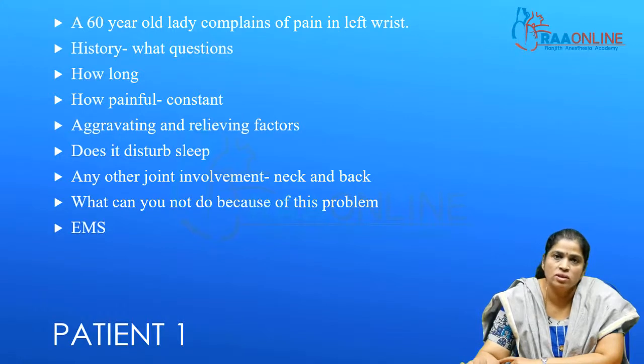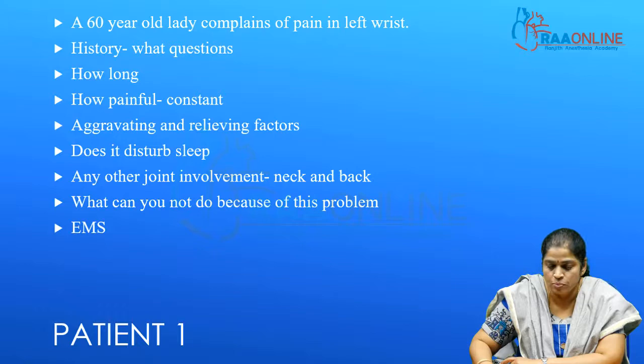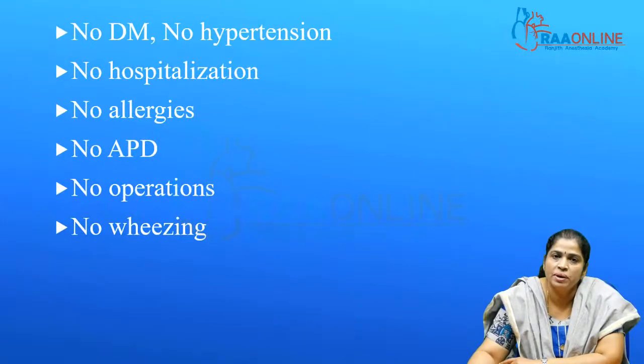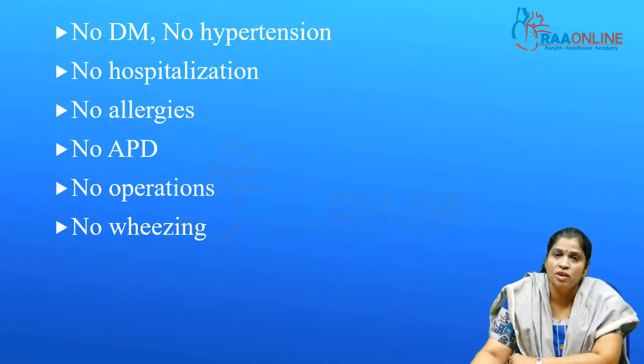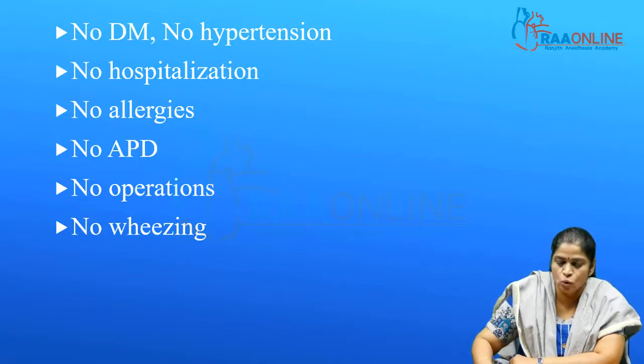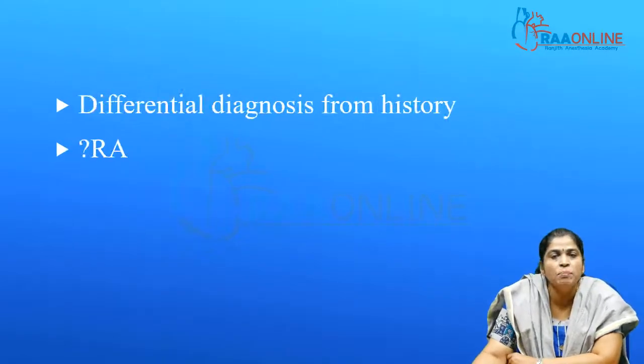This patient says she is unable to use her hands and there is no early morning stiffness in this patient. She does not have any diabetes, hypertension, and this is a set of questions I think most doctors would ask, but I would say you should ask every patient these questions because sometimes they don't come forward with this information. There is no history of hospitalization, no allergies, no acid peptic disease, no operations, and there is no history of wheezing or asthma. Now, from this history, what can be the diagnosis?